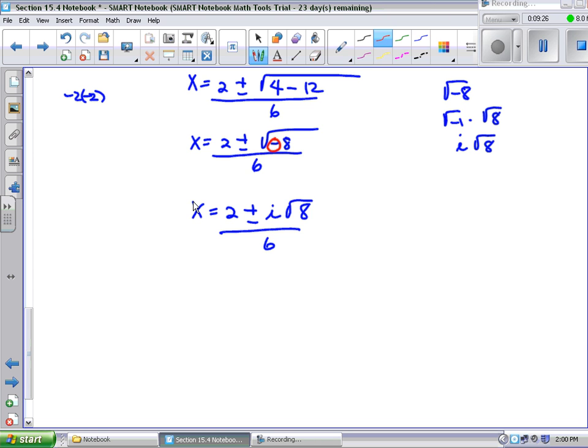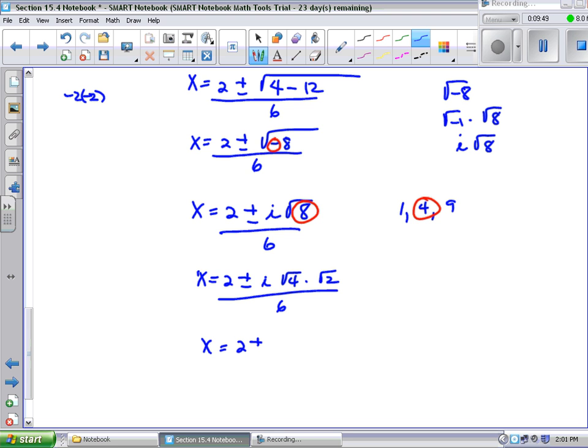And now that square root of 8 has a perfect square in it. Thinking of the perfect squares, 1 squared, 2 squared is 4, 3 squared is 9. 4 is the one that I need. So I have x is equal to 2 plus or minus i, the square root of 8 is the square root of 4 times the square root of 2, over 6. So I have x is equal to 2 plus or minus. Now the square root of 4 becomes 2, so I'm going to write that as 2i square roots of 2 over 6.